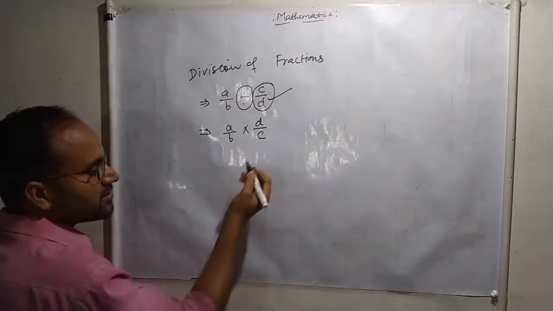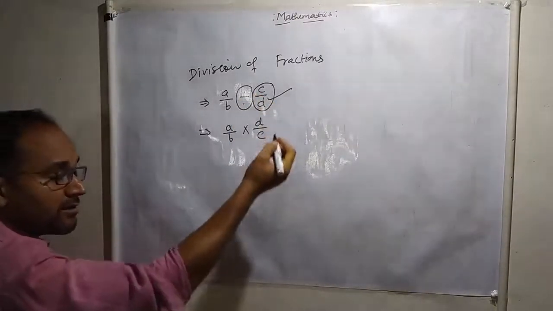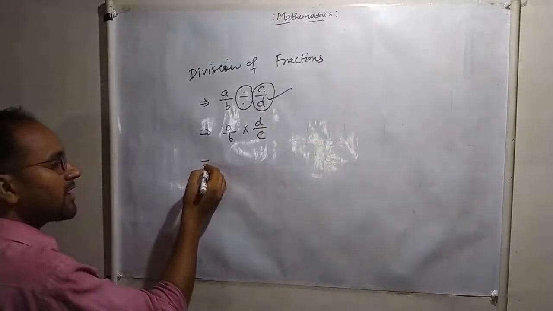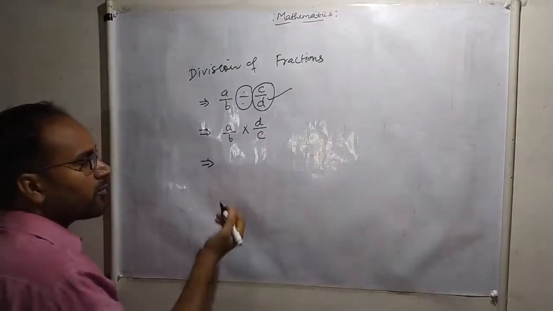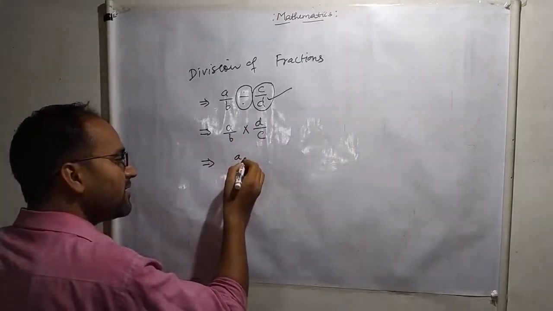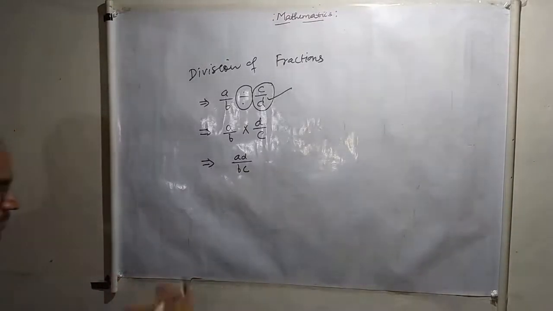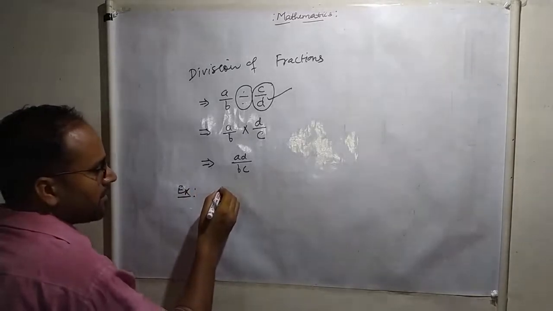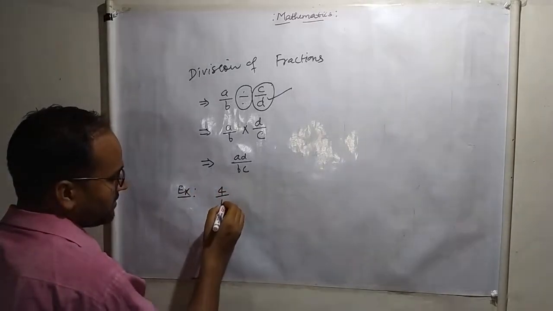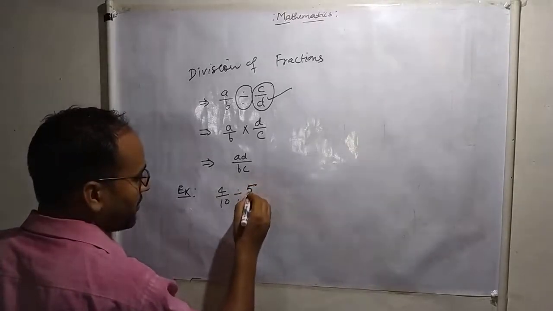And then if any numerator or denominator can be cancelled out by any other numerator or denominator, you will cancel it out, and then you will multiply and write your product. So a is multiplied by d, ad upon bc. I will show you one example. The example is 4 upon 10 divided by 5 upon 8.